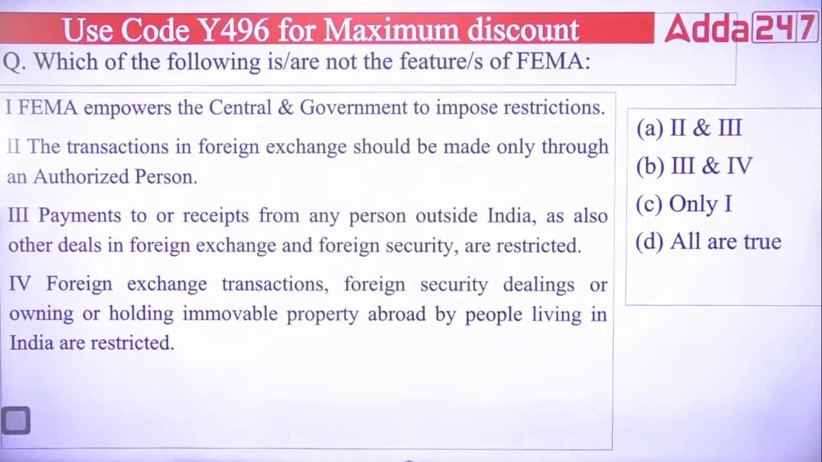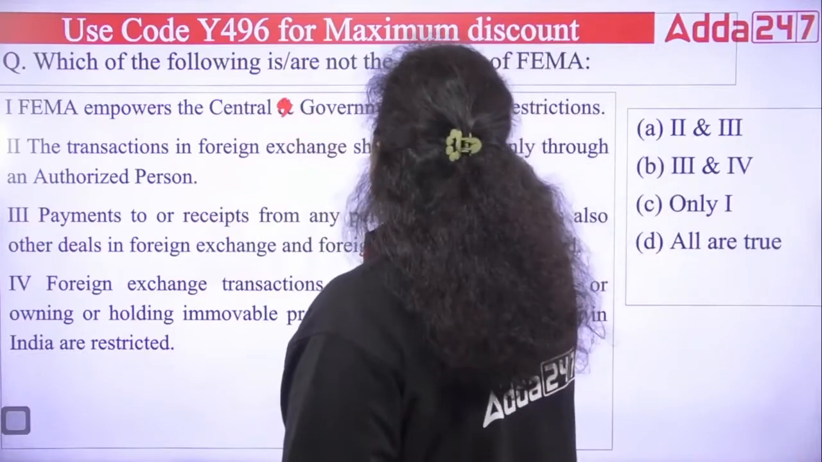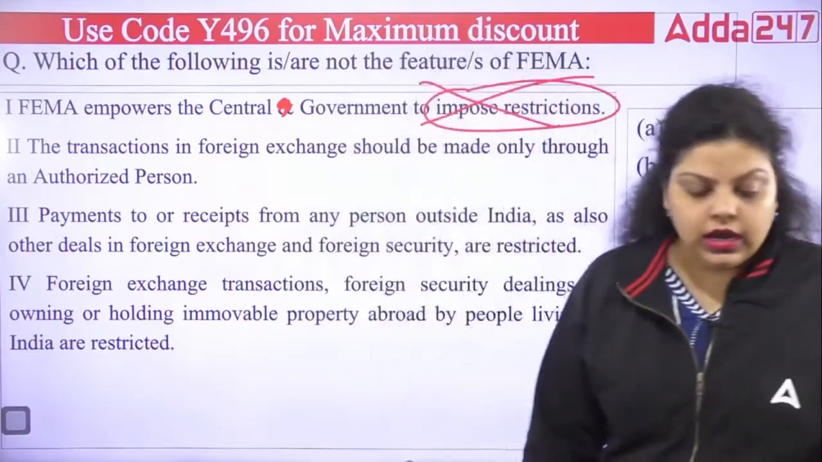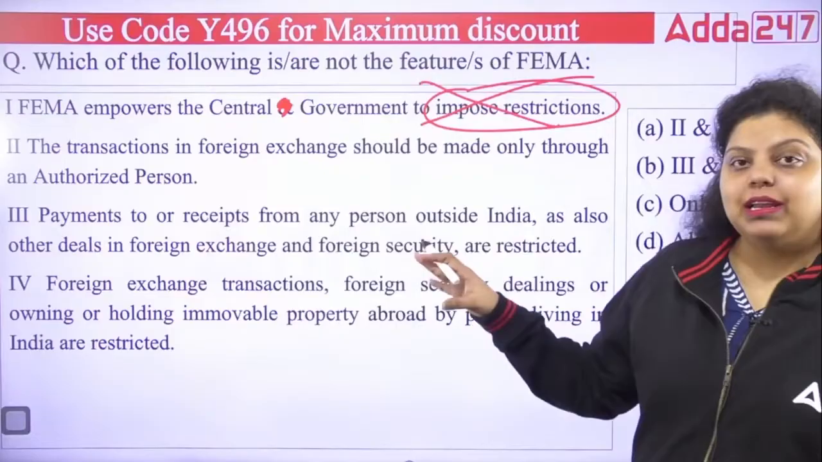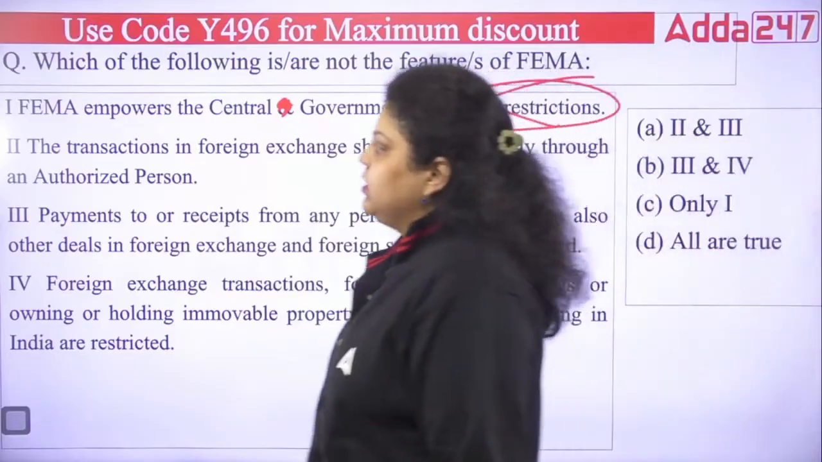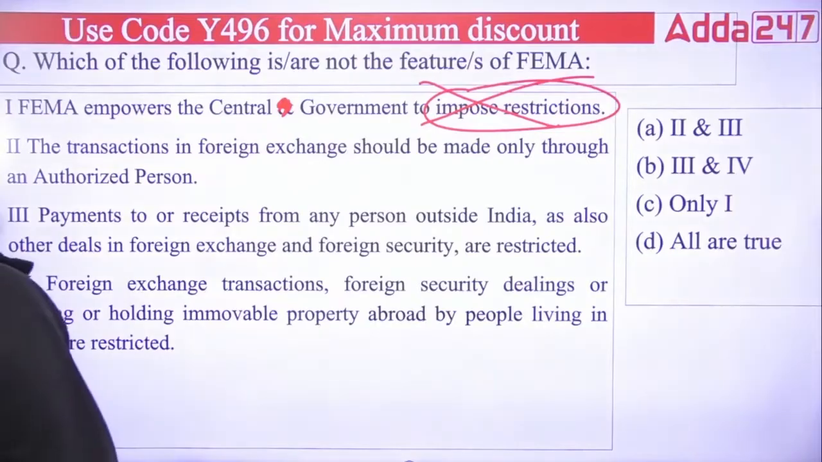Not a feature. So, if you read the first statement, it's saying FEMA empowers the central government to impose restriction. This is not true. Obviously, this is not true. And I have just explained to you that FEMA says we are going to manage the foreign exchange, no restriction will be put here. So, FEMA empowers the central government to impose restriction, this is not correct.